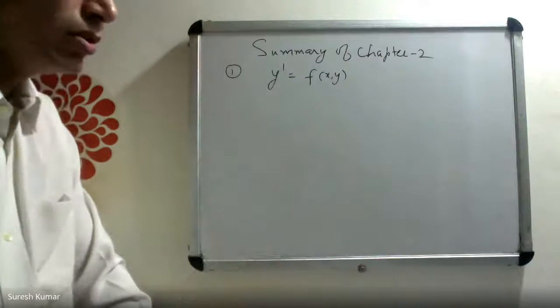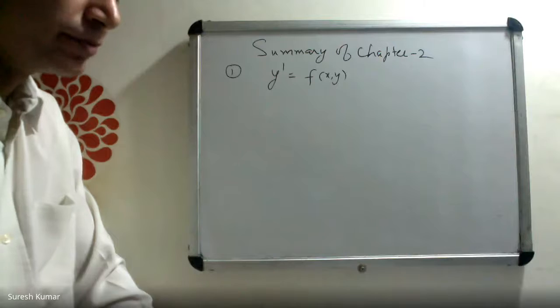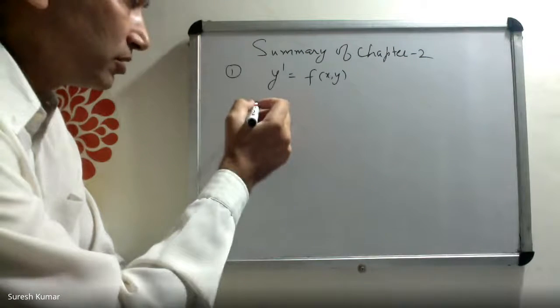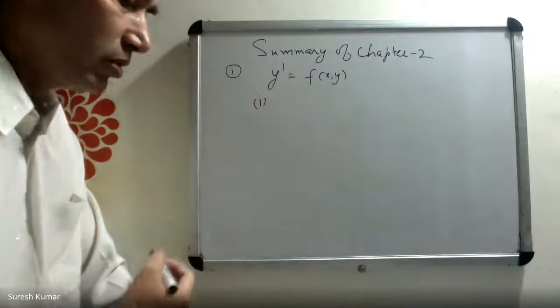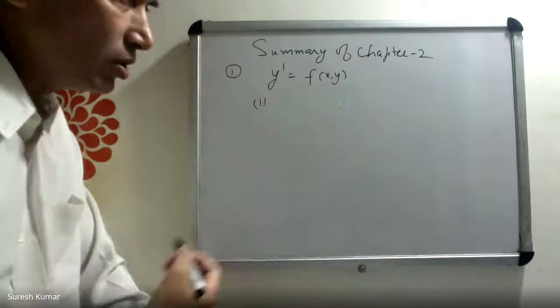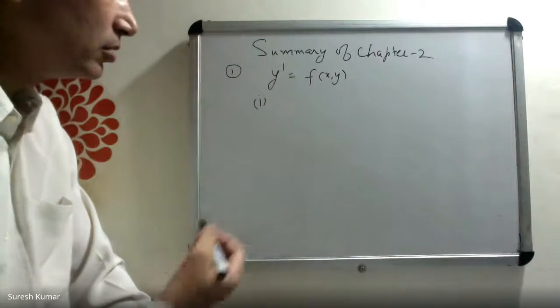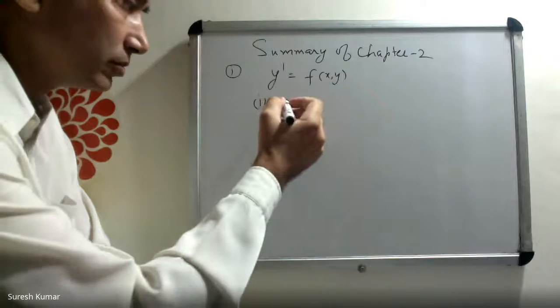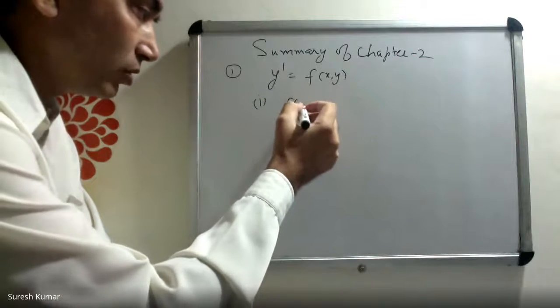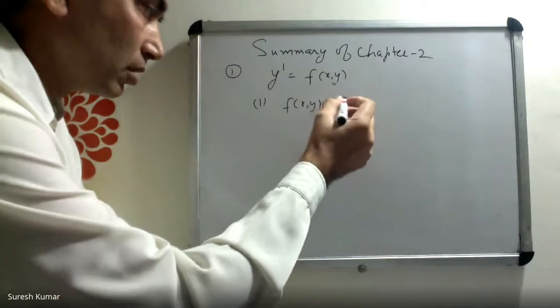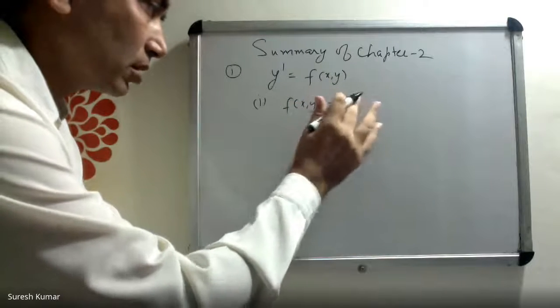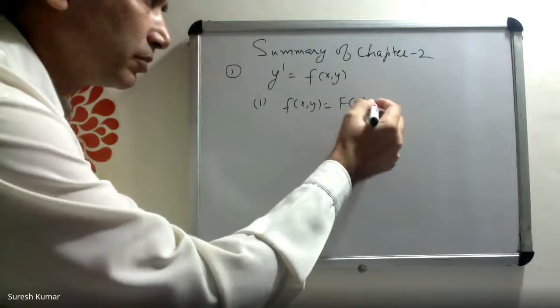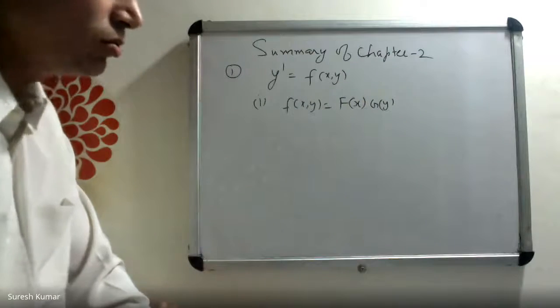y prime equal to f(x,y). So what are the methods that you have learned? Let's see them one by one. Depending on the form of f(x,y), we can solve this first order differential equation. So if f(x,y) is of the form f(x) into g(y), function of x alone, y alone.